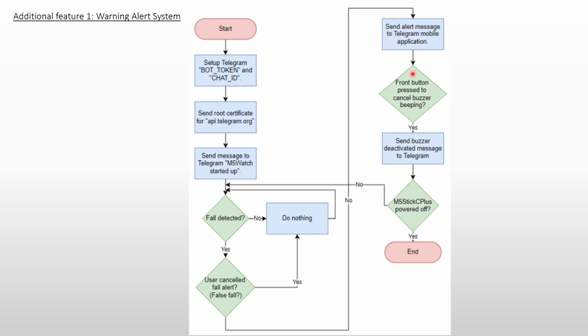And if the fault has been detected and the front button is pressed to cancel the buzzer beeping, it will also send another message to the Telegram stating that the buzzer has been deactivated. The warning alert system will continue running until the F5 Plus has been powered off.